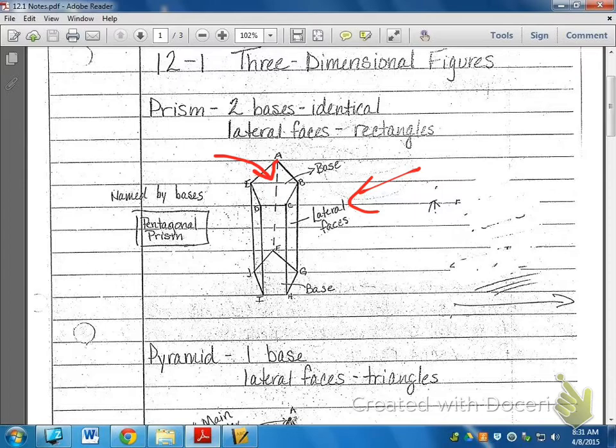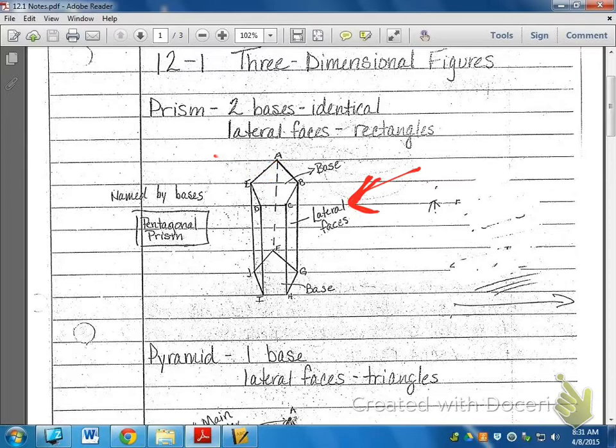So if there are triangles that are the bases, it's a triangular prism, and that might be something you actually see in science class. Pentagonal prisms, you could have a square prism, a rectangular prism, an octagonal prism. If it was an octagonal prism, what would the bases be? Octagons. So those are prisms. Just remember the lateral sides are rectangles. The two identical sides are your bases.